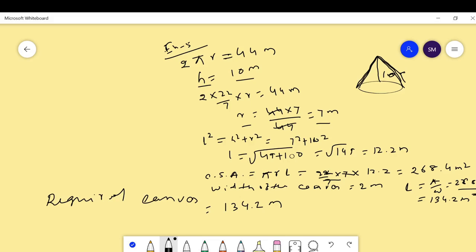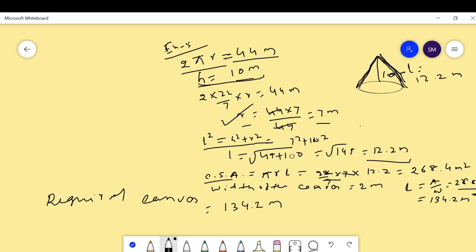Look at here. What is given in this question? The circumference of the base of the conical tent is given, 44 meter, means 2 pi r is given. From this we can find out the value of r, the radius of the base of the conical tent. Here also the height of the tent is given as 10 meter. By using the relation l square equal to r square plus h square, we find l, the slanting height of the conical tent. L is equal to 12.2 meter.